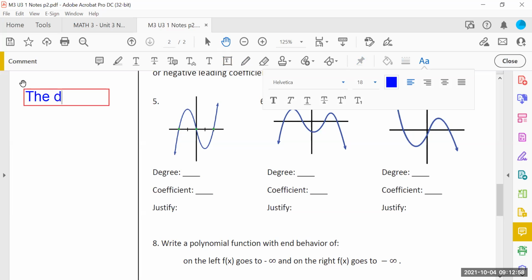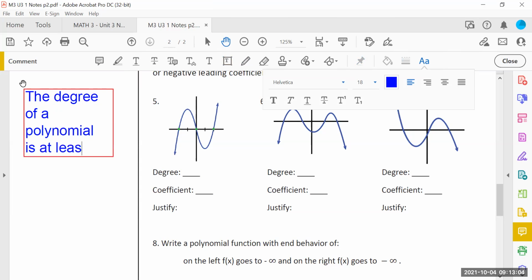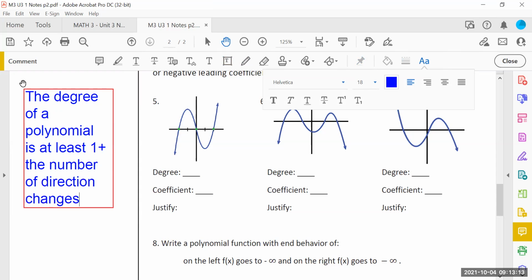So the degree of a polynomial is at least 1 plus the number of direction changes. That's actually beyond what you need to know for today's lesson, but I figure we might as well say it. That sounds confusing. It's actually really easy. So the degree of a polynomial is at least 1 plus the number of direction changes.